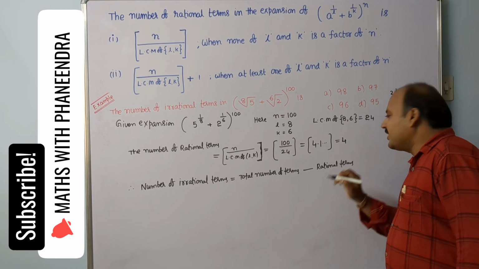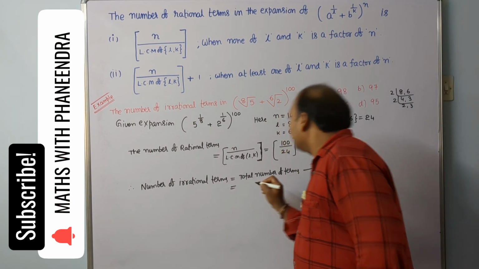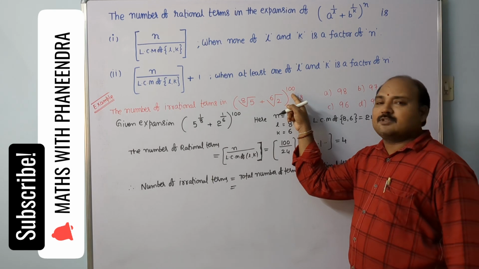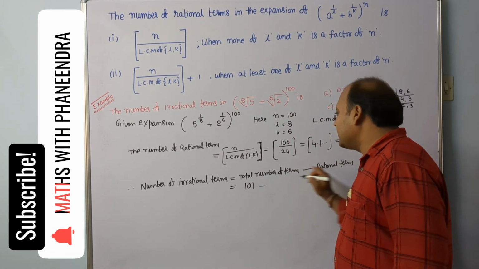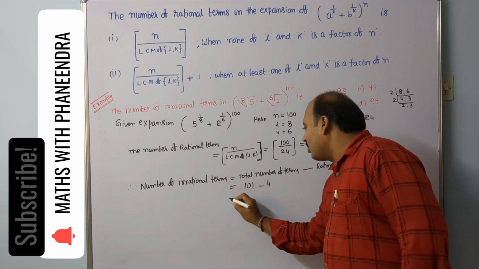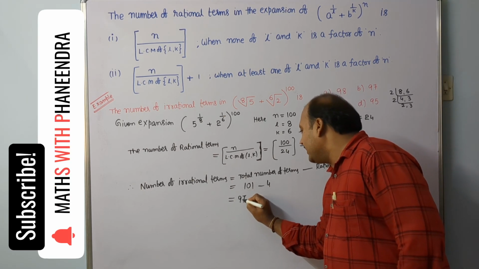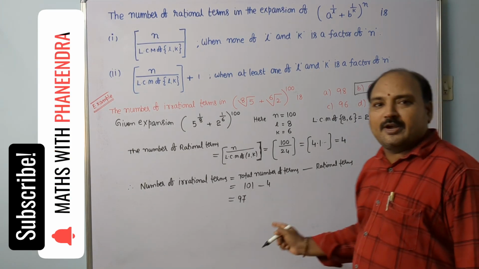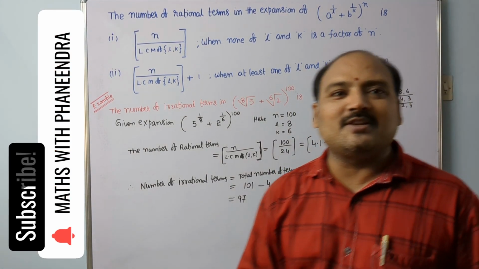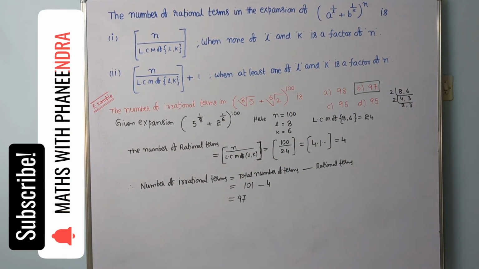I hope everyone understands this class. Total number of terms: if it contains power 100, there are 101 terms, not 100. 101 minus the rational terms, what we have, 4. So 101 minus 4 is equal to 97. It is there in the second option. I hope everyone understands this. We will move on to another example in this same concept.